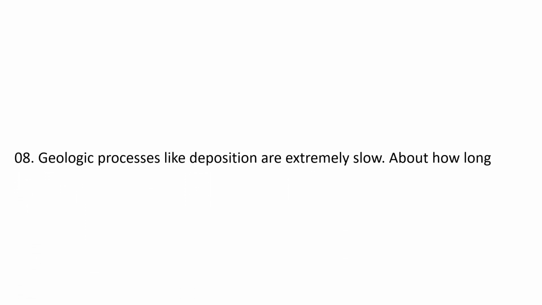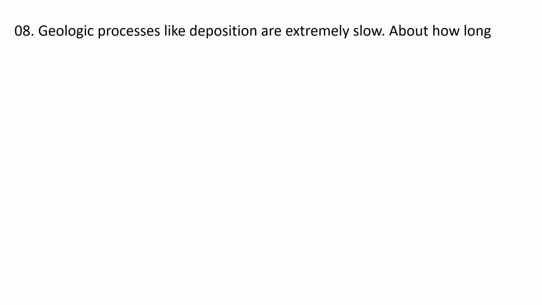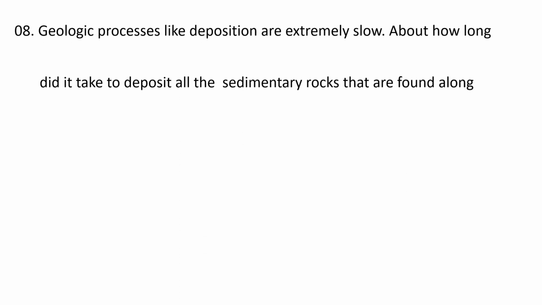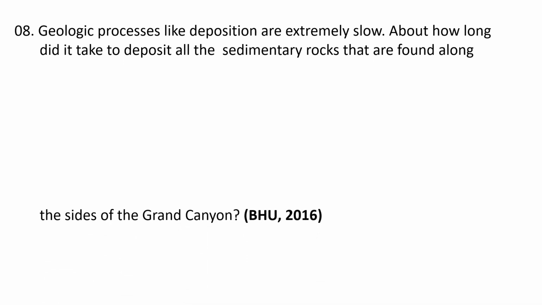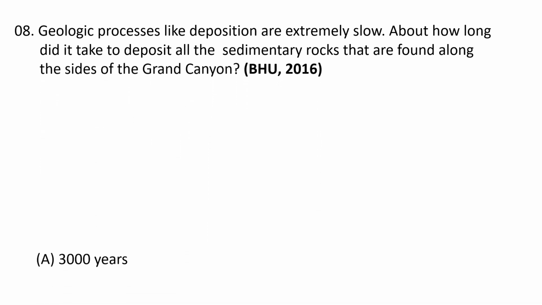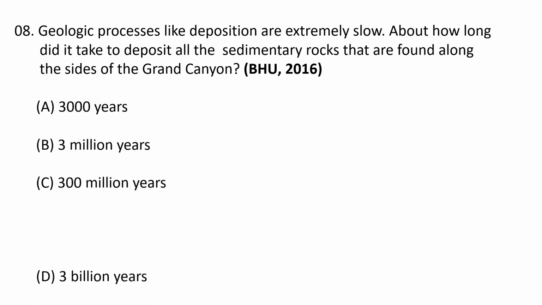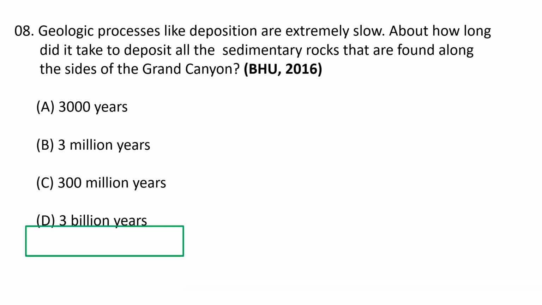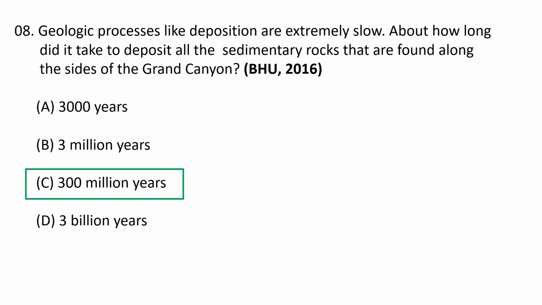Next question. Geologic processes like deposition are extremely slow. About how long did it take to deposit all the sedimentary rocks that are found along the sides of the Grand Canyon? A. 3000 years, B. 3 million years, C. 300 million years, and D. 3 billion years. So the correct option is 300 million years. The layered series of sedimentary rocks exposed in the Grand Canyon, Arizona, is almost 2000 meters thick, and it was deposited over a period of 300 million years. So C is the correct option.